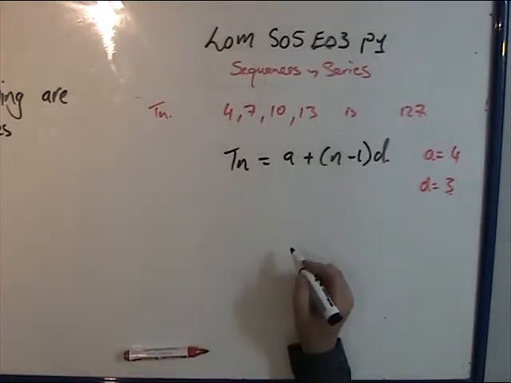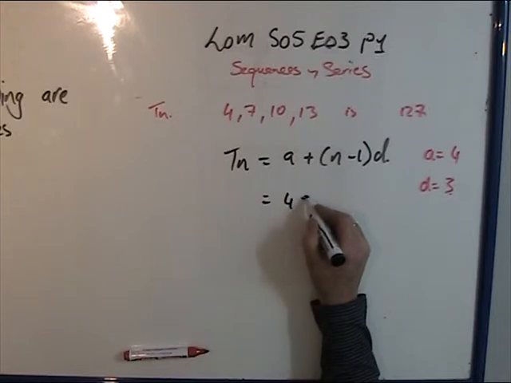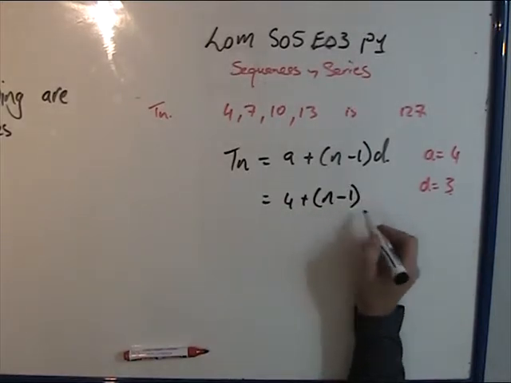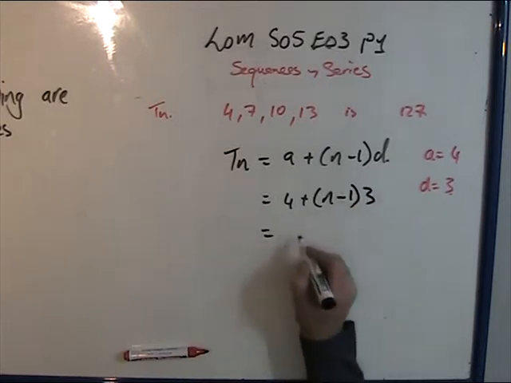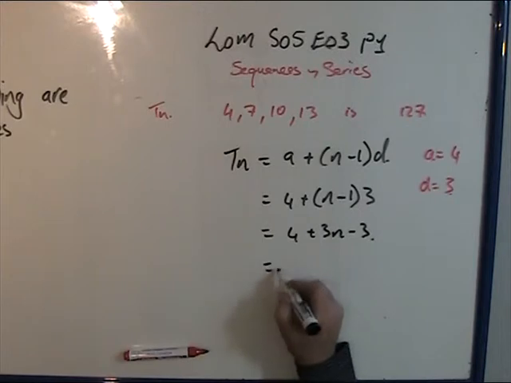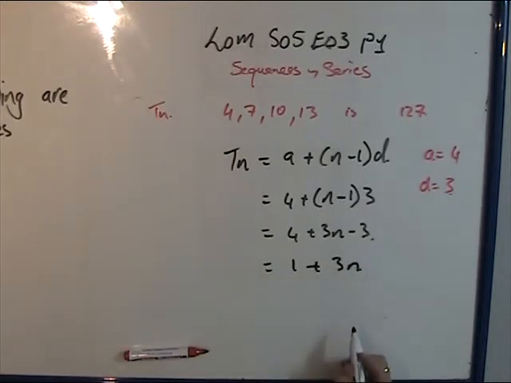Okay, so we end up with Tn equal to a, which is 4, plus n, which we don't know, minus 1 times d, which is 3, and we multiply it out. 4 plus 3n minus 3, so that becomes 1 plus 3n.